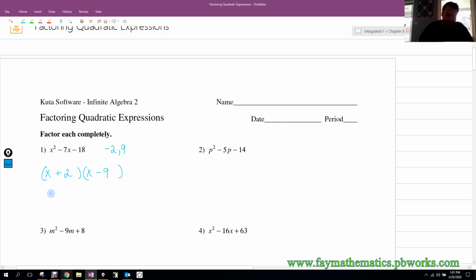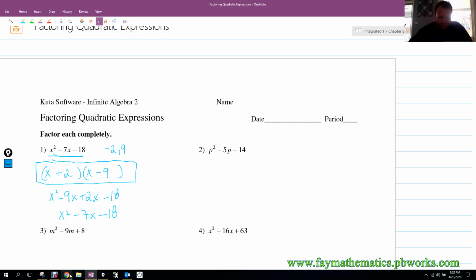If I were to FOIL this, x times x gives me x squared. X times -9 is -9x. +2 times x is +2x. And then 2 times -9 is -18. And you see those x terms add together to give me -7x and -18. So this is indeed the correct version of the factored quadratic.